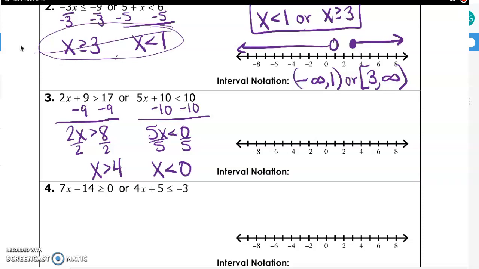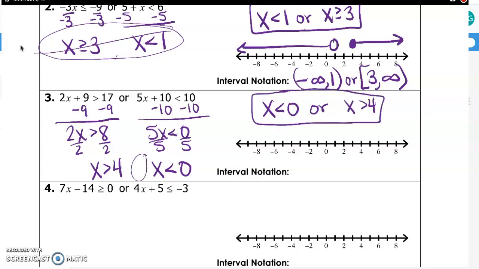So these are flip-flopped, so we need to write it. X is less than 0, or x is greater than 4. That's what your final answer needs to be. You can't just put or in between right there. You need to rewrite it so your 0 is on the left and your 4 is on the right.